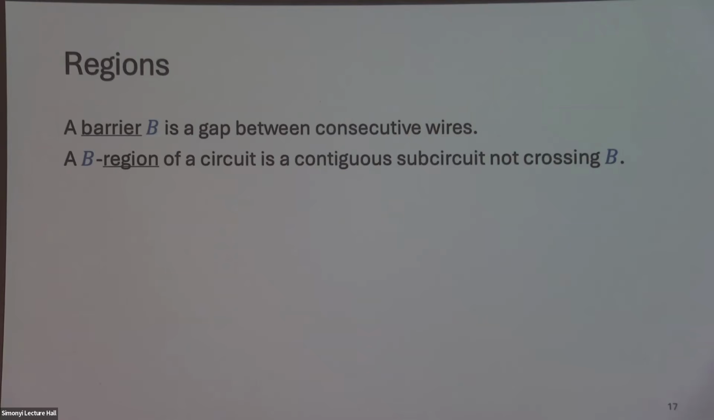It's going to be slightly artificial, but maybe later at the end of the talk, I'll convince you why this is the model that we end up having to care about. So, I'm going to say a barrier is just a gap between consecutive wires. So there's a bunch of wires, n+1 wires. A barrier is, I look at 2 consecutive wires and I look at the space in between them. And I'm going to say that if B is a barrier, then a B region of the circuit is just some subcircuit that does not cross that barrier, okay?